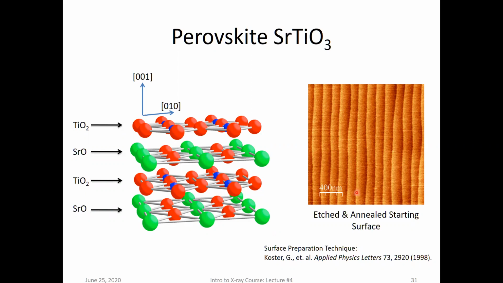Here is an atomic force microscope image of our sample, and what you can see is it has a slight miscut to it. These are single unit cell high steps across the surface, and you can see they're separated by 100 nanometers or so, and the step height is about 5 angstroms, half a nanometer.